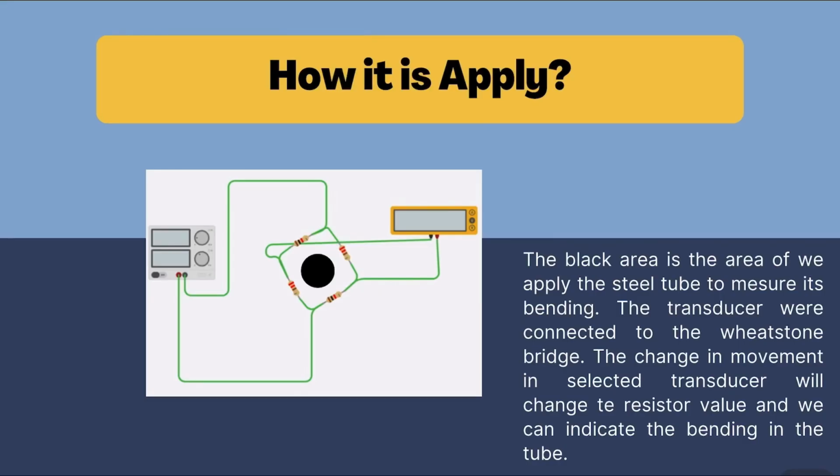So this is a Tinkercad diagram of how the circuit is for the transducer. The black area is where we apply the steel tube to measure its bending, and the transducer is connected to the Wheatstone bridge, and the change of movement, which is caused by our force, will change the resistor value and will affect the output, which we will calibrate into a signal output.